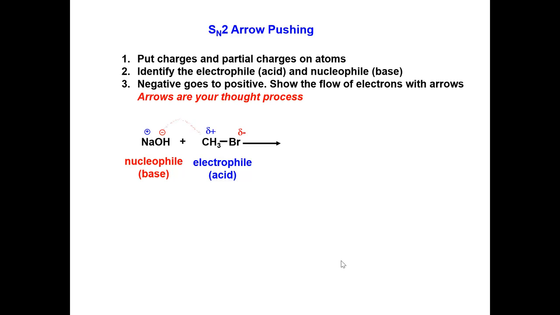Now, negative goes to positive. Draw the arrow from the negatively charged oxygen to the partially charged carbon. This shows bond formation between the carbon and the oxygen.